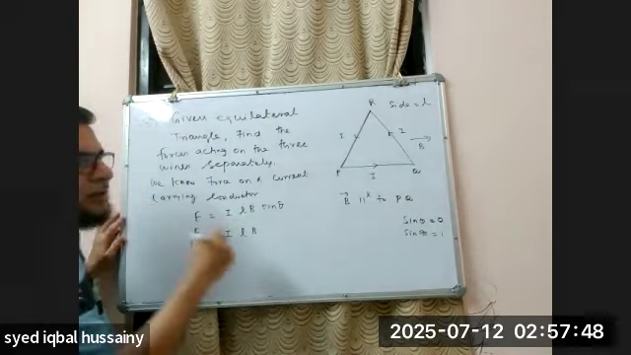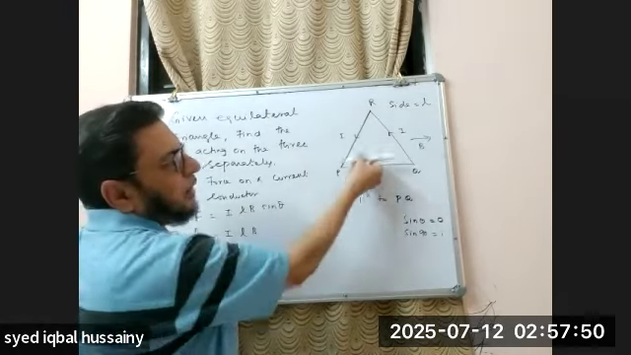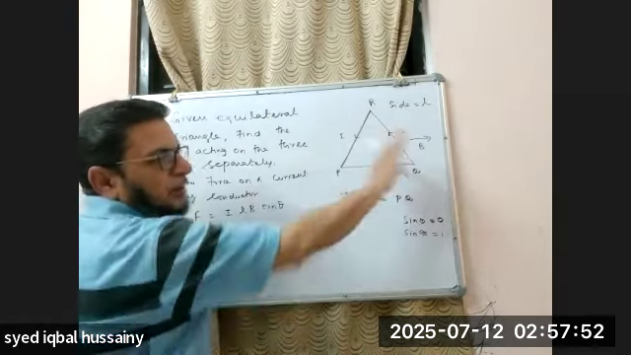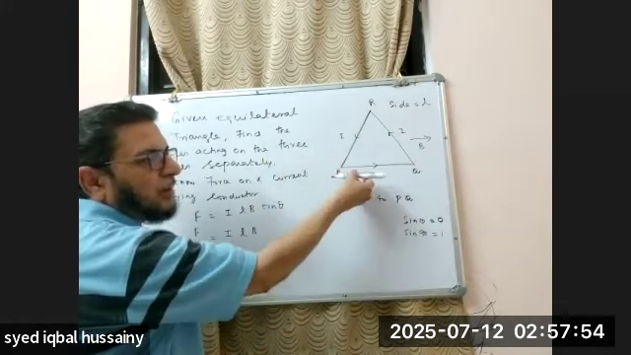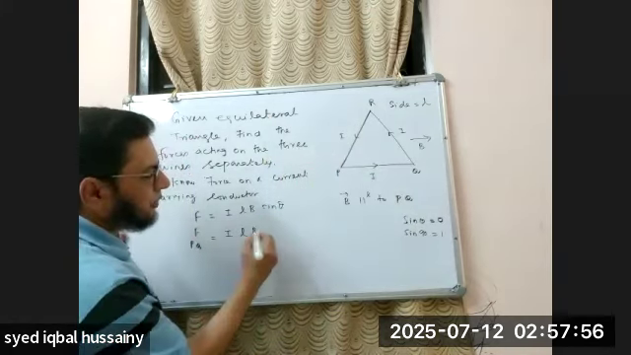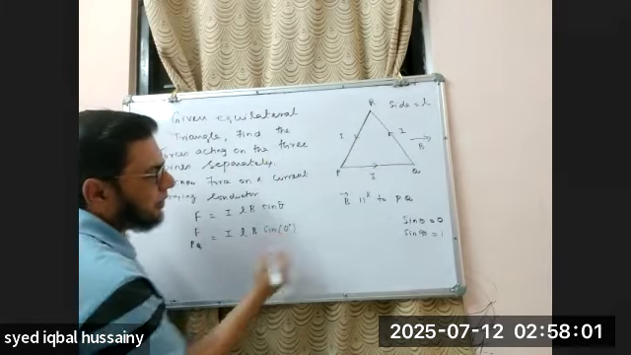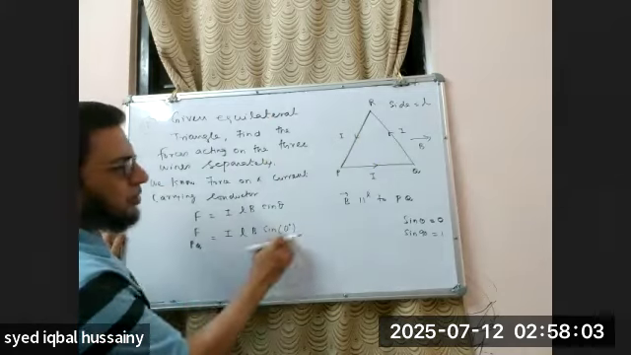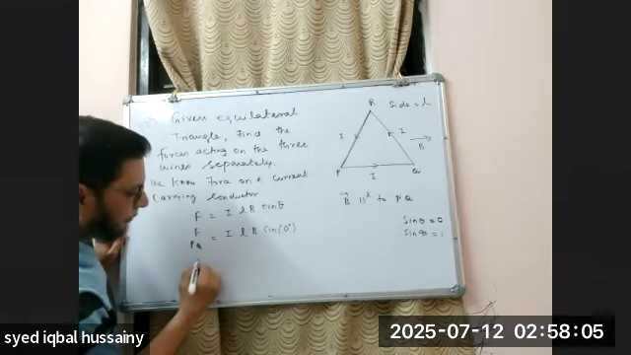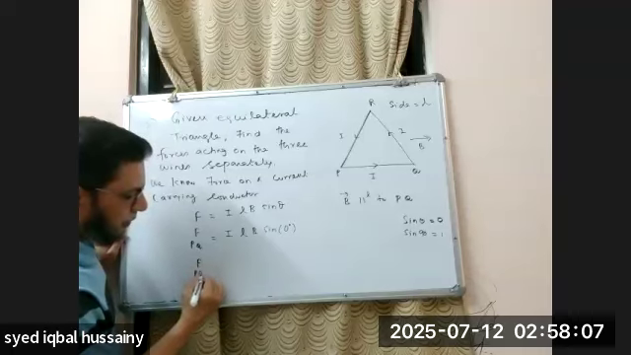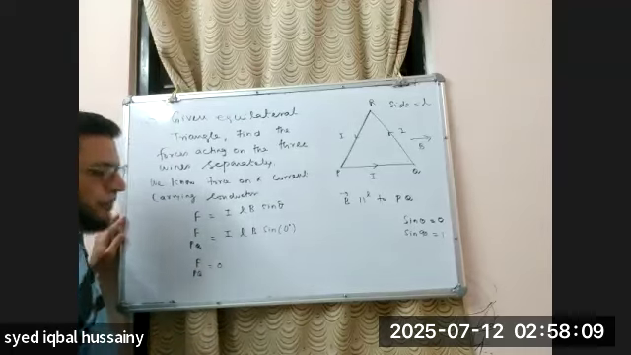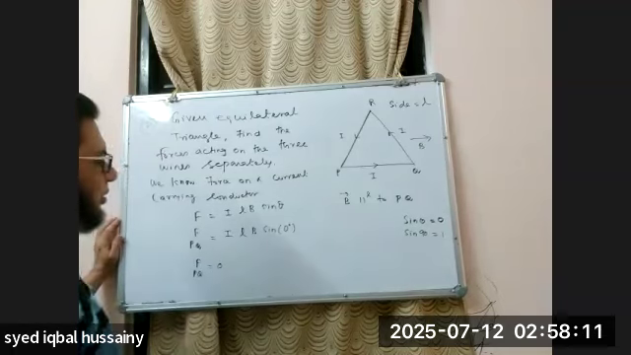What is sine theta? Here you carefully watch. PQ and the magnetic field: the magnetic field goes like this, so the magnetic field is parallel to PQ. That is sine 0 degree. Therefore, sine 0 means 0. So the force on PQ will be equal to 0.